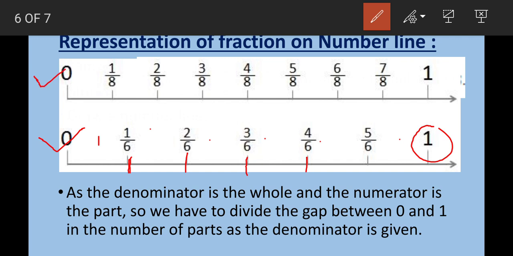And in the same way you can represent 1 by 8 also. You have to divide 0 to 1 into 8 equal parts. After that you can write the fractions 1 by 8, 2 by 8, up to 7 by 8.